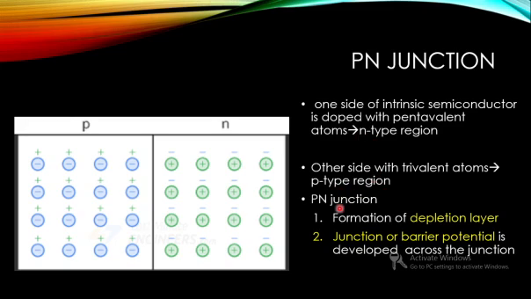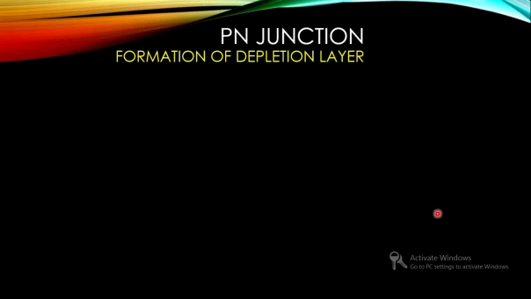So what is the consequence of having a p-n junction? There are two consequences of forming such a junction. The first one is that there will be a formation of a depletion layer, and due to that there will be a junction potential or a barrier potential developing across the junction. So we'll see what is meant by a depletion layer.